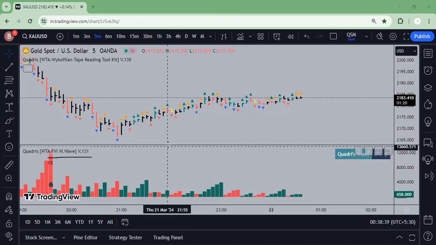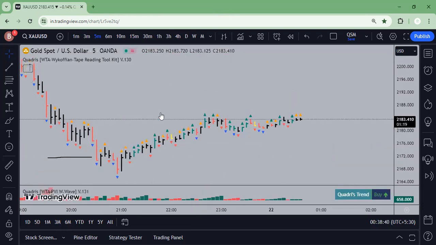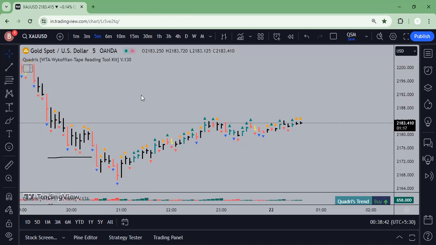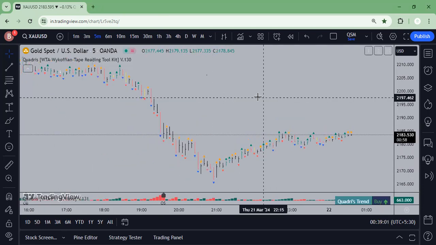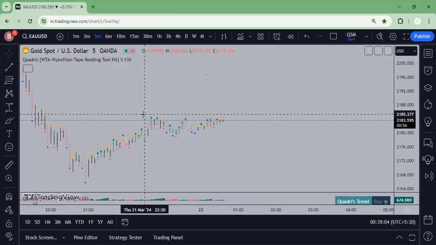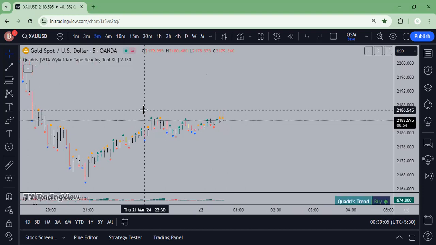First of all, we'll look into what we have in Tape Reading Toolkit version 130. I was testing this for quite some time. Now I've done my testing, and from today onwards it will be launched and you all can opt for it.